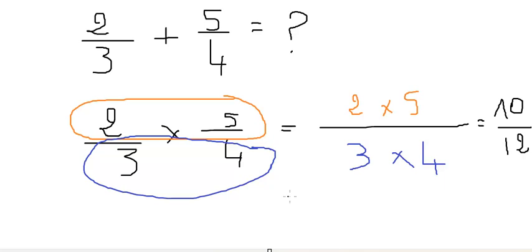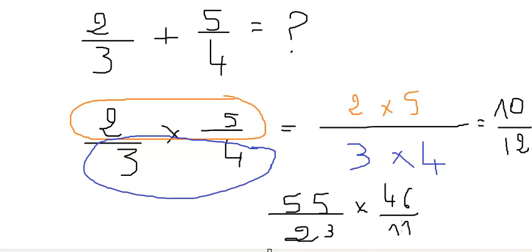But suppose that I want to multiply, for example, 55 over 23 by 46 over 11. Do you think that the best thing to do is just to multiply 55 by 46 and multiply 23 by 11? Or is there a more efficient way to do this? Well, this is going to be covered in another video, so stay tuned.